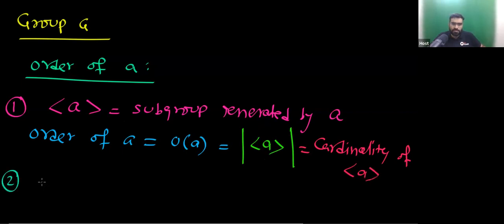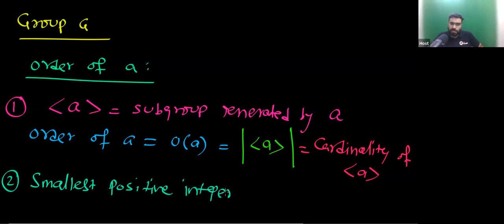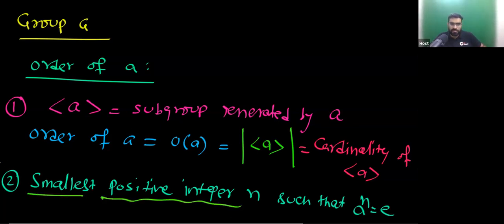What is the other definition? Another definition is the smallest positive integer n such that A power n is equal to the identity element. This is the definition: the smallest positive integer n such that A power n is equal to the identity element.